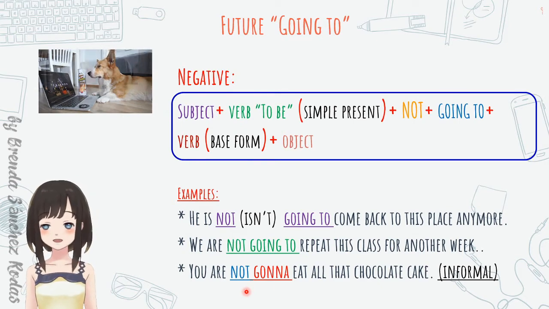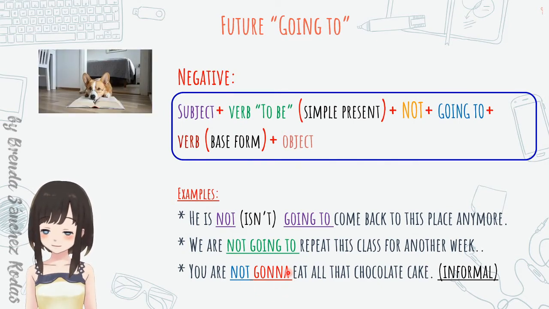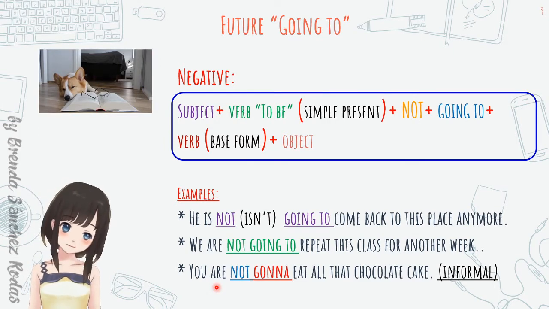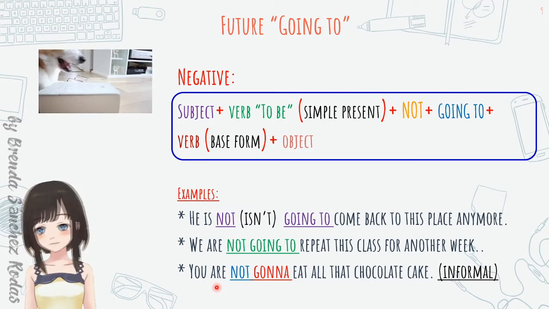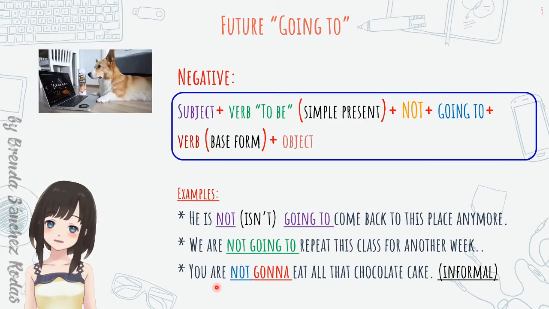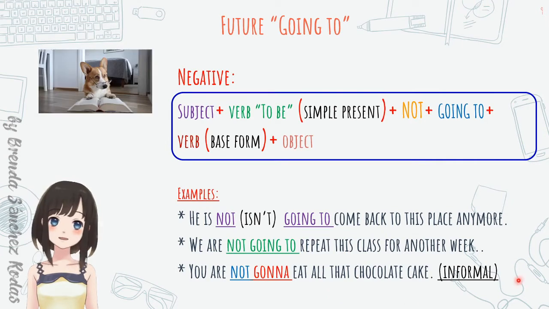But if you're going to use gonna, please, you cannot say you aren't gonna. You have to say you are not gonna. It's like some odd rule I found on internet. Okay. And also you can use it. Don't forget.